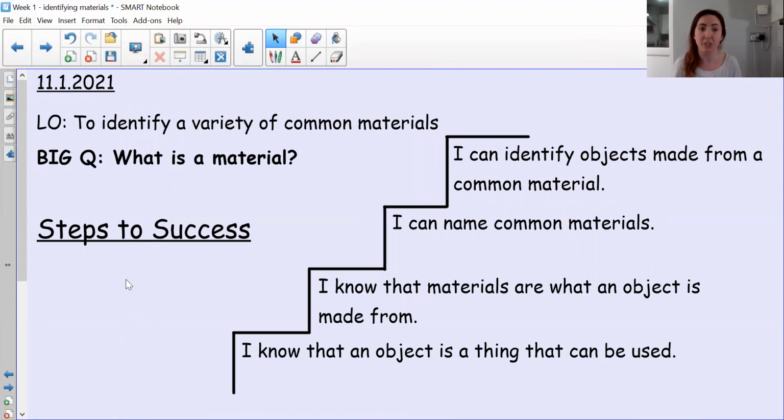So our learning objective is to identify a variety of common materials, and our steps to success to get there. I know that an object is a thing that can be used. I know that materials are what an object is made from. I can name common materials, and I can identify objects made from a common material.